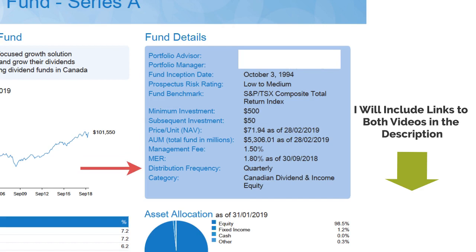Finally, the distribution frequency lets us know when income is paid from the investment, how often will we receive it. And in this case, you would be paid quarterly. And the category of this particular fund is Canadian dividend and income equity.